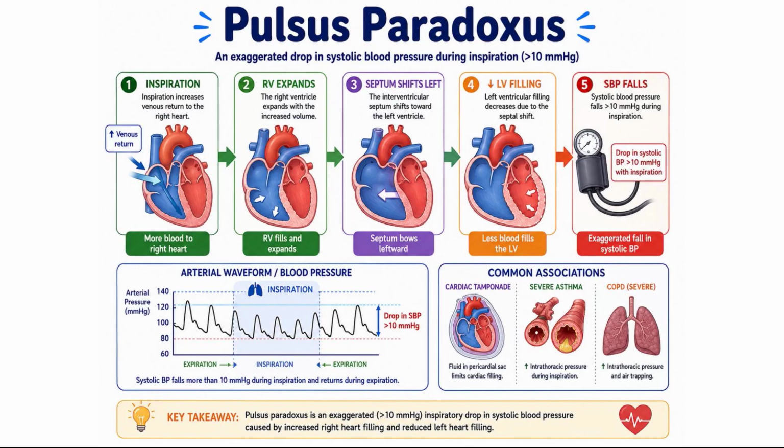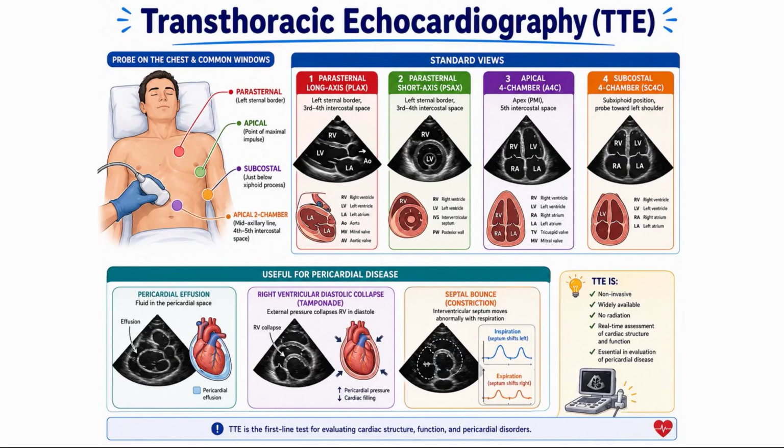That septal shift decreases how much the left ventricle can fill, and so systolic blood pressure falls more than 10 during inspiration. You'll also see this in severe asthma and severe COPD, not just tamponade. Takeaway: it's caused by more right heart filling and less left heart filling, all thanks to that shared septum.